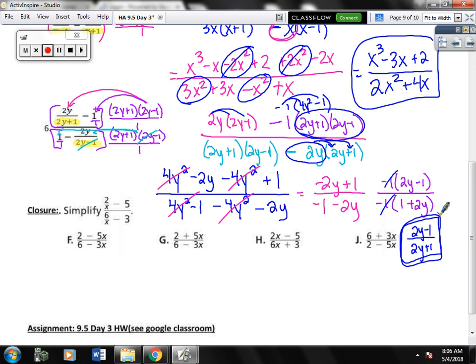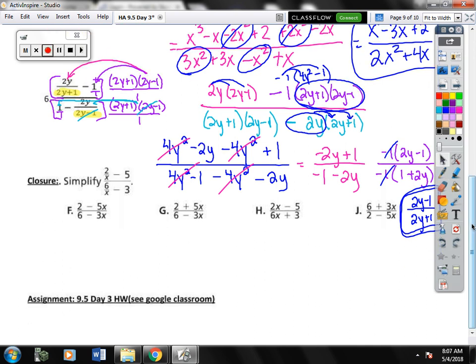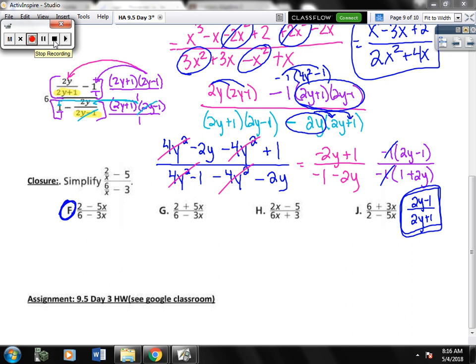All right, try the closure. We're here till 8:16, I think. Multiple choice, and this one should be a little bit easier because it only has an x in the denominator.